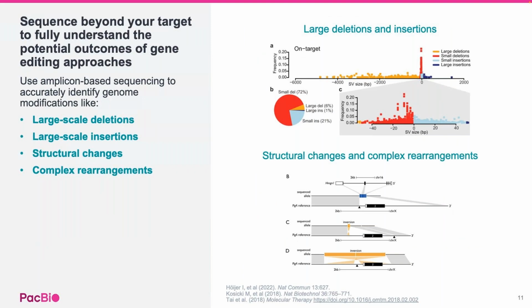Here are some examples of customers using long amplicon sequencing to characterize the potential outcomes of their gene editing approaches. They find that CRISPR-Cas9 editing can lead to unintended effects like large-scale deletions and insertions, structural changes, and complex rearrangements. The read length and accuracy of HiFi sequencing is optimal to enable a more complete assessment of on and off target effects.